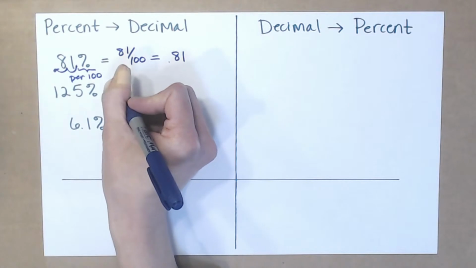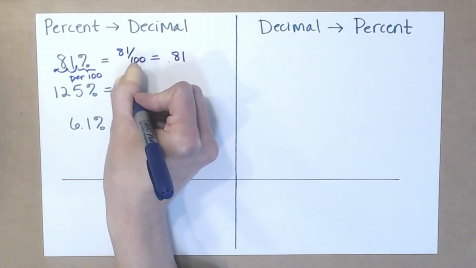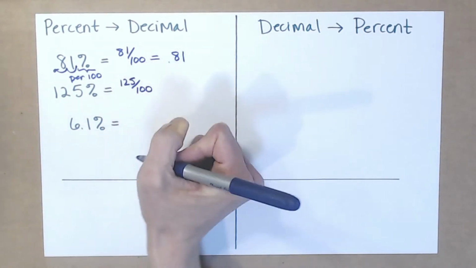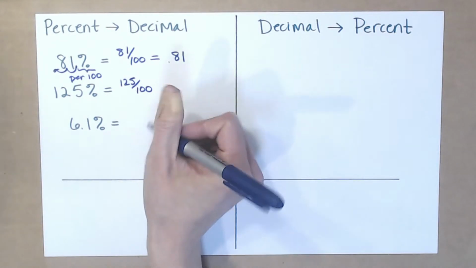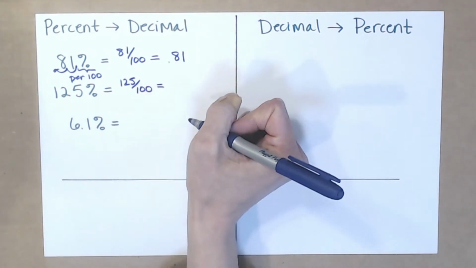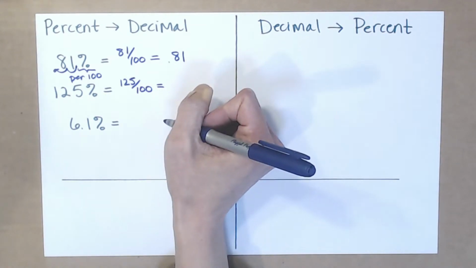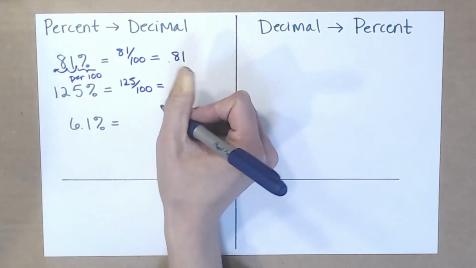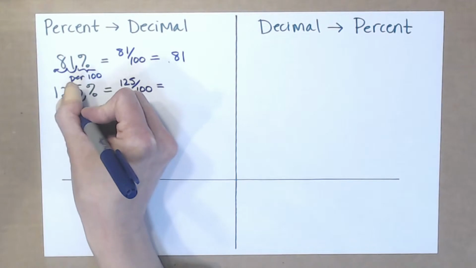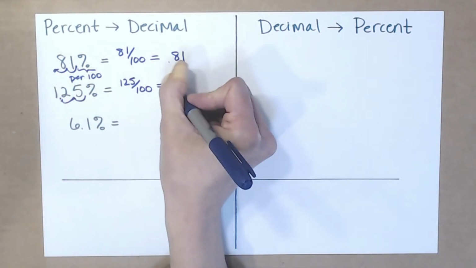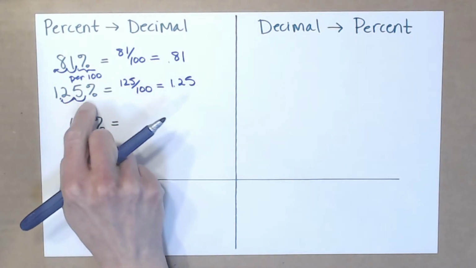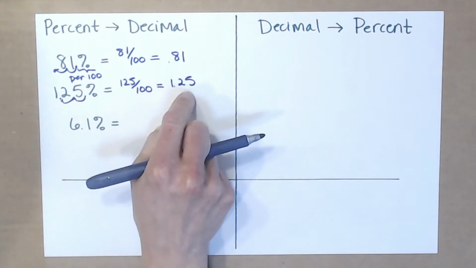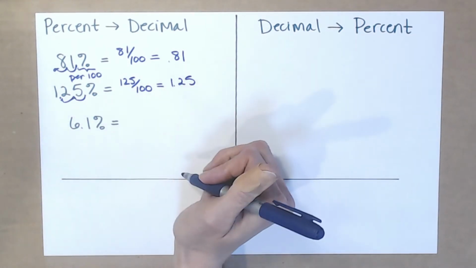This one here, 125%. Think of it as 125 hundredths, because percent means per 100 or hundredths. And then, knowing that when you divide by 100, you just move your decimal point 2 places to the left, we go ahead and do that, and you get 1.25. So 125% of something is 1.25 times that number.